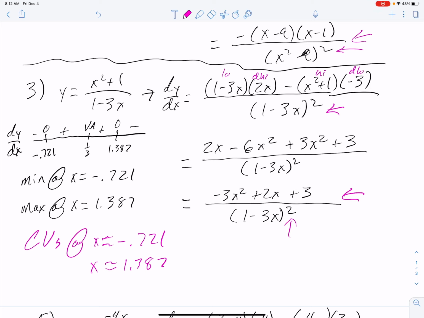Again, in our quotient rule, our vertical asymptotes for the derivative, the sign will not change as we cross those vertical asymptotes because the denominator is squared. I can see that I've got a minimum at negative 0.721 because my sign pattern of the derivative changes negative to positive. I've got a maximum at 1.387 because my derivative changes from positive to negative.